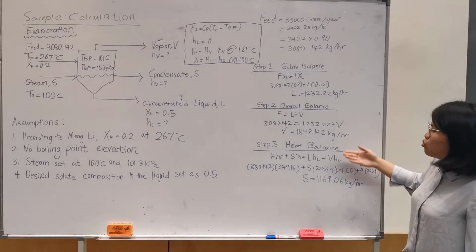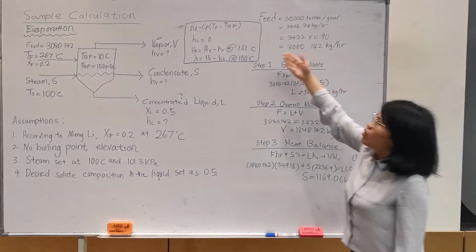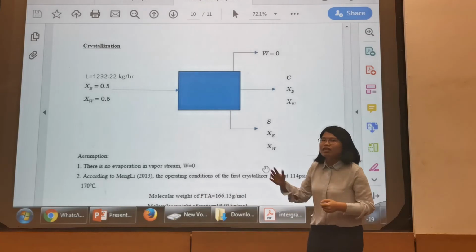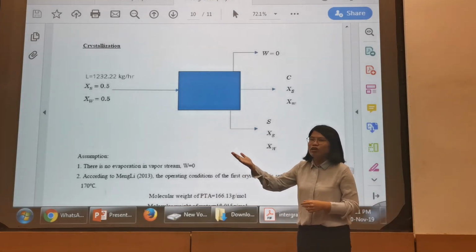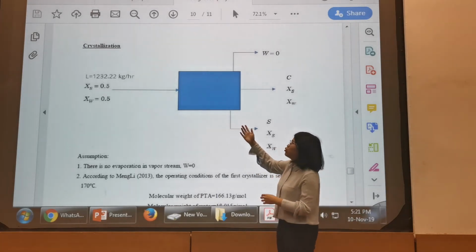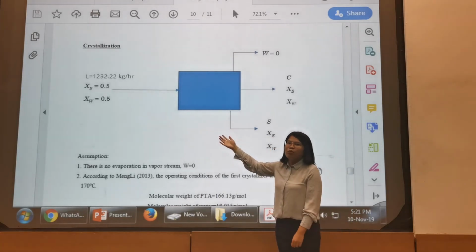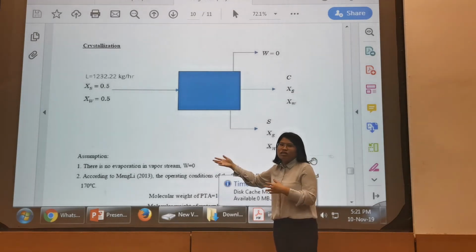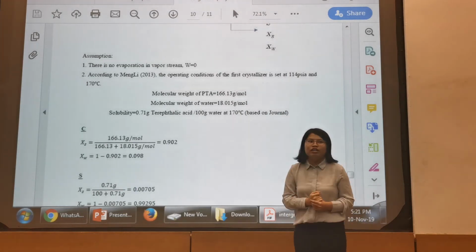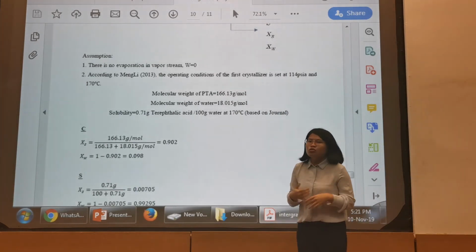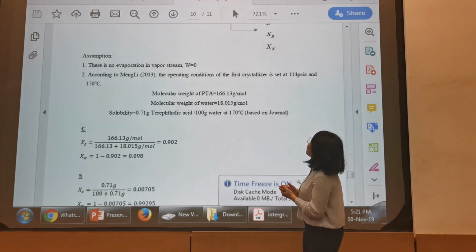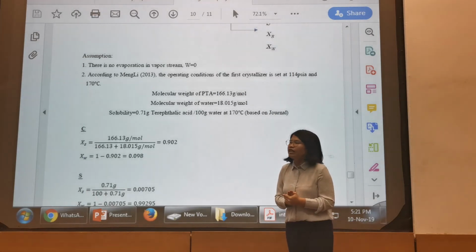We put our L and P into the equation, and also calculate for this, we also put the value into this, we get our S value. After the evaporation, the feed coming from the evaporator goes to the crystallizer. The feed will be 1232.22 kg per hour, and the composition of solute is 0.5 in our feed. So the composition of water is also 0.5. After the assumption, we assume there is no evaporation in our vapor stream, so our W stream equals 0. According to the journal we mainly read through, the operating condition for the crystallizer is set at 114 psi and 170 degrees Celsius.